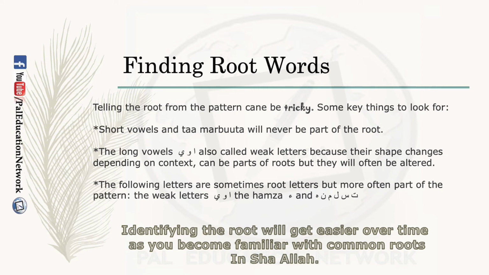Now, telling the root from the pattern can be tricky. Some key things to look for are short vowels, and ta marbuta will never be part of the root. The long vowels, hamza, waw, ya, also called weak letters because their shape changes depending on the context, can be part of the roots, but they will often be altered. So the following letters are sometimes root letters, but more often part of the patterns. So the weak letters, the hamza and noon, sin, lam, mim, noon, ha, we just discussed them.